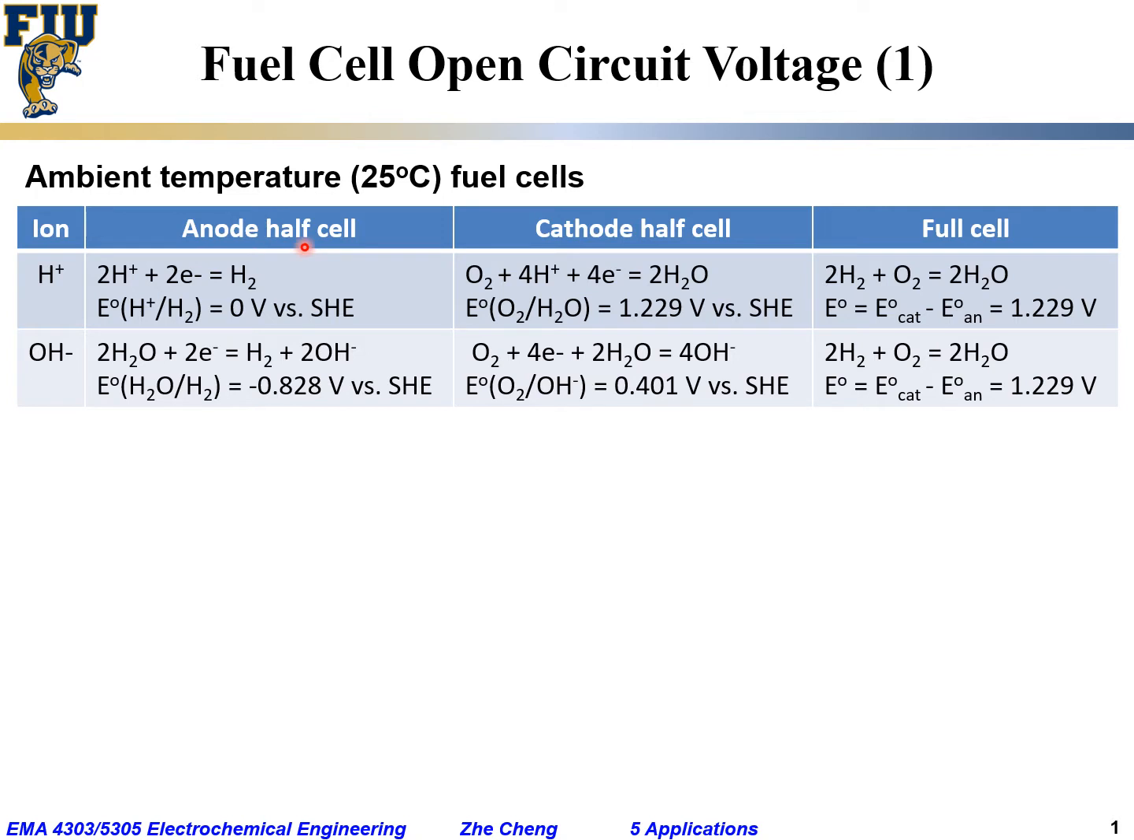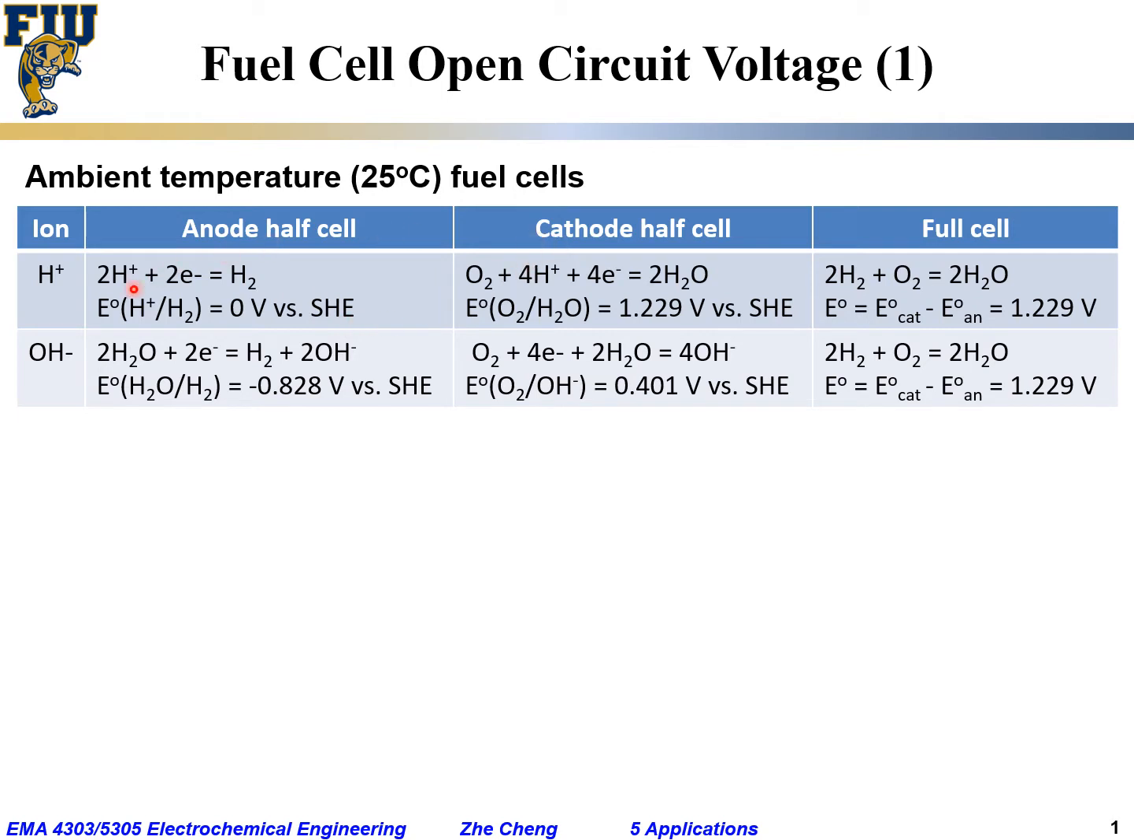The anode half cell reaction, which is the oxidation half cell reaction, we write it in reduction format. If the conducting ionic species is proton, that would be proton plus electron to form hydrogen. Actually, for the anode reaction, it should go the other way, from hydrogen to proton, but I just write it as a cathodic reaction or reduction half cell reaction. And then, not surprisingly, at 25 degrees C, the standard electrode potential for the proton-hydrogen pair would be 0 volt versus SHE, the standard hydrogen electrode.